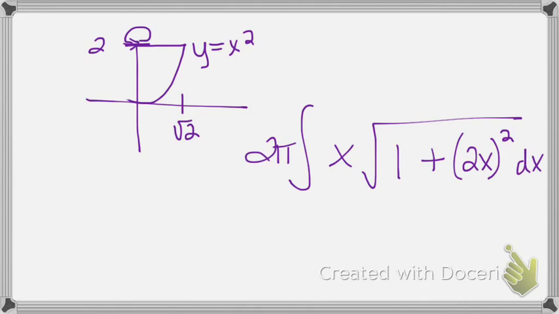And from where to where? What would the values be on the integral? 0 to square root of 2, right? Because we're in x's. You should get 13.614.